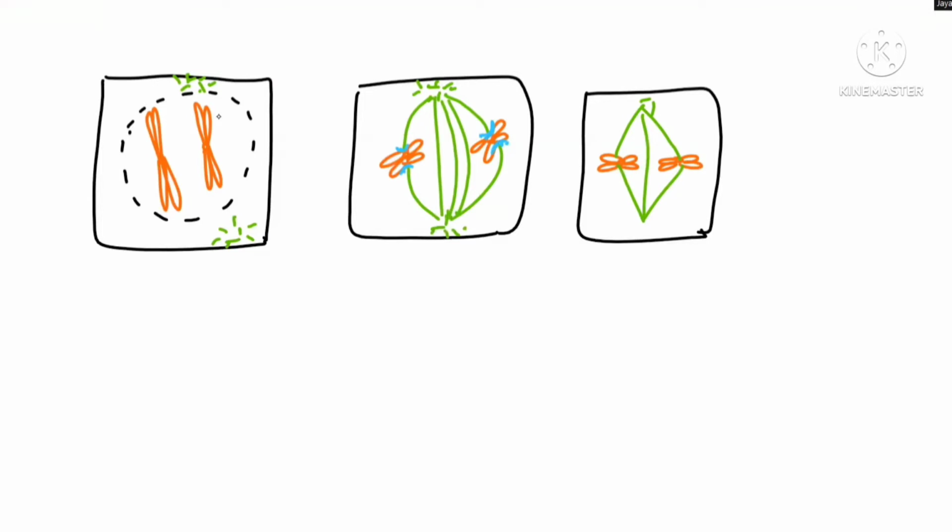They are coming on the equatorial plate. This is metaphase. Metaphase is making the equatorial plate, or you say the metaphase plate.